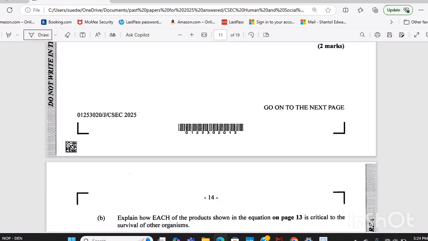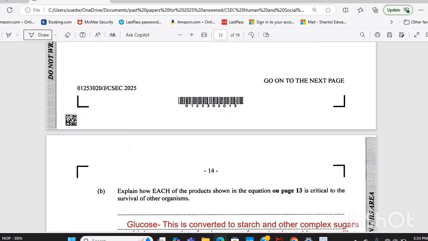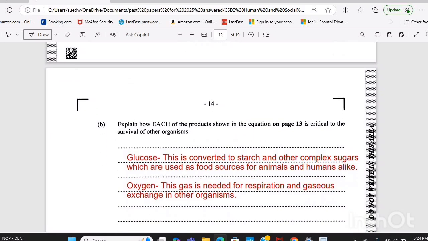Guys, if you are looking at this exam and saying, but this is very easy, I'm glad I'm giving you some excitement for May, June. So let us continue. It says, explain how each of the products shown in the equation on page 13 is critical to the survival of other organisms.